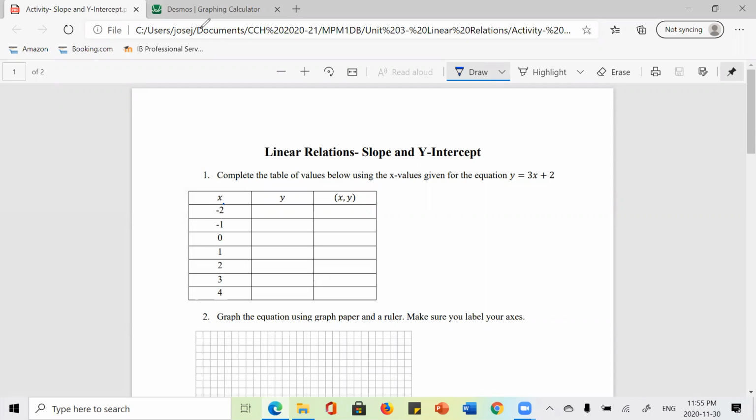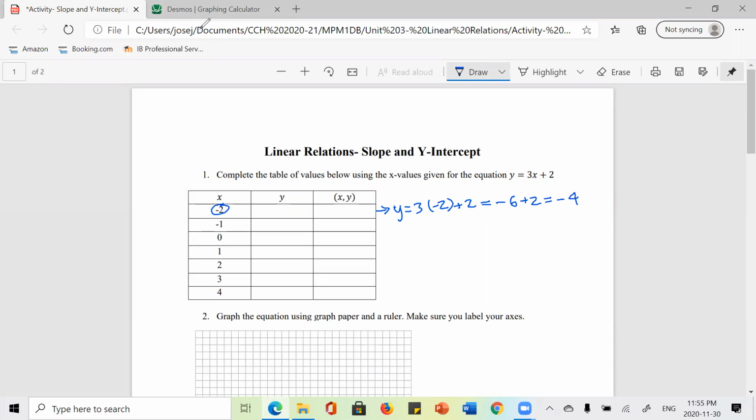As I mentioned already, I'm going to take my -2 and sub it into my equation. So this is going to be 3 times -2 plus 2, and this is going to give me -6 plus 2, and -6 plus 2 is -4. So that means my y coordinate here is -4. I'm going to follow along the same idea for the next one. I'm going to take y is equal to 3 times -1 plus 2, and 3 times -1 is -3, and then -3 plus 2, what does that give me? That gives me -1. So that means my y coordinate here is -1.